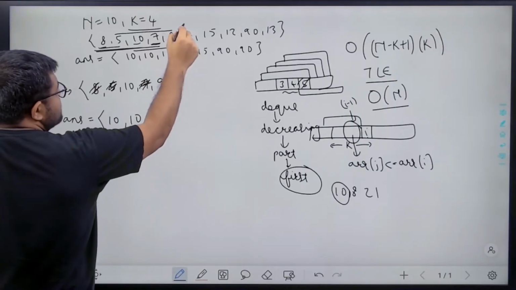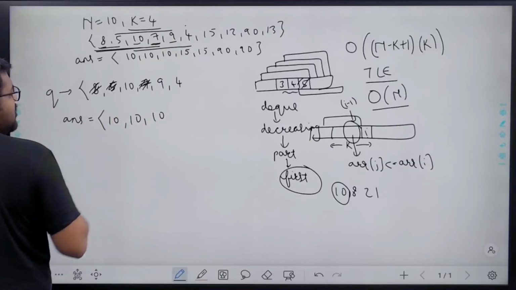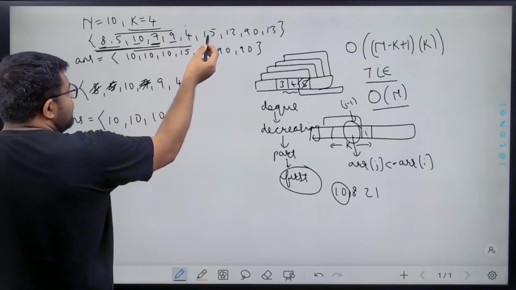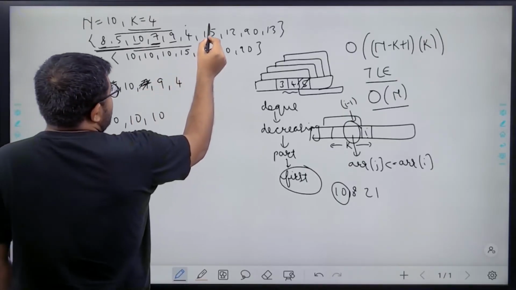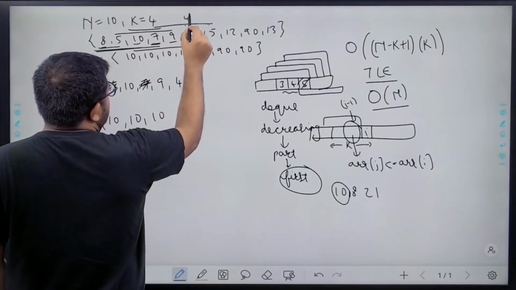Okay, the subarray of size 4 which ends at this index. Again the maximum element is the first element of the queue, that is 10. Now 15. Before adding 15, please understand, when I am talking about 15, I am talking about this subarray which is of size 4 or k.